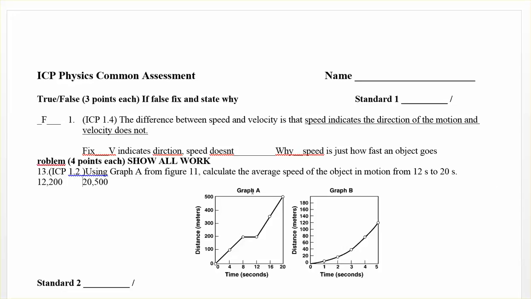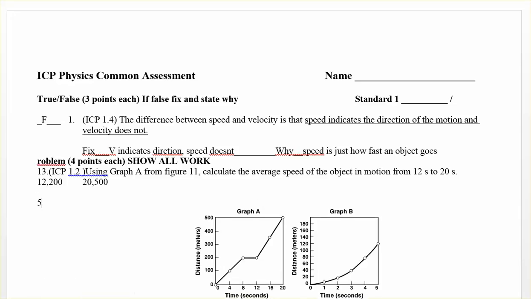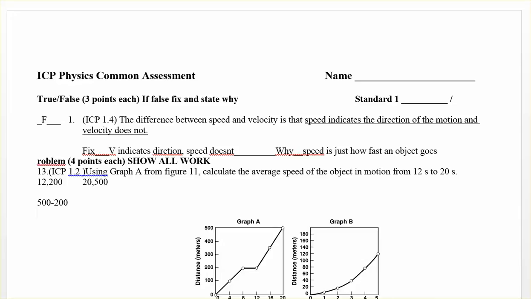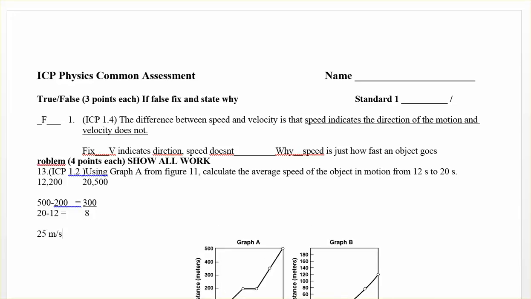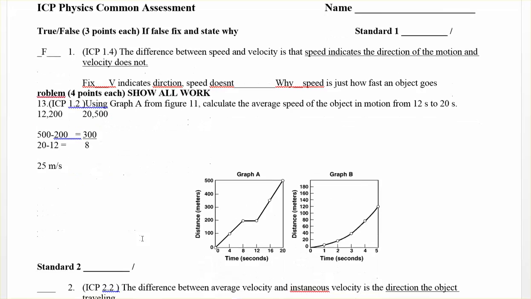To find the slope, I simply take 500 minus 200 on top, and 20 minus 12 on the bottom. On top we get 300, on the bottom we get 8. So 300 divided by 8 gives us an answer of 25 meters per second. If you had a problem that wanted you to find the slope of something, you would show me the work. That's what we did there.